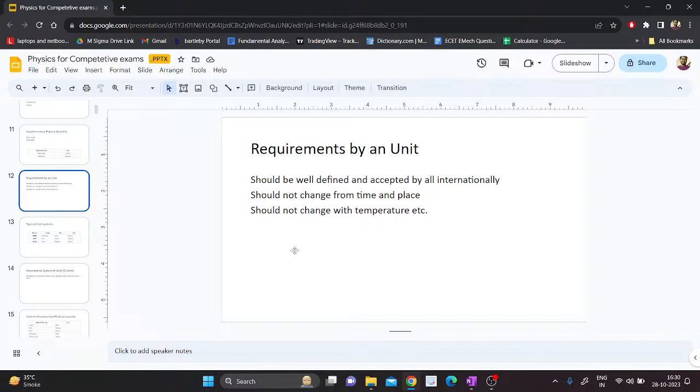You take 1 kilogram, like I said, 1 kilogram in Hyderabad, Vijayawada, or 1 kilogram in Delhi, or 1 kilogram in London, or 1 kilogram in New York, everywhere it should be the same. Understand? If it is changing, then we cannot use that as a unit, right?